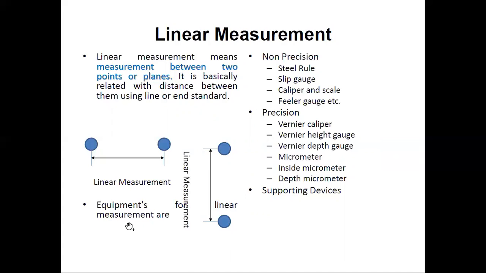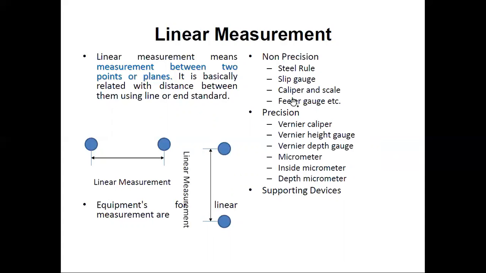Equipment for measurements: some of the equipment is non-precision and some is precision. Non-precision equipment means it has less accuracy but is cheaper in cost and easily available, like your steel rule, slip gauge, caliper and scale, filler gauge. Precision equipment includes vernier caliper, vernier height gauge, vernier depth gauge, micrometer, inside micrometer, depth micrometer, and supporting devices.